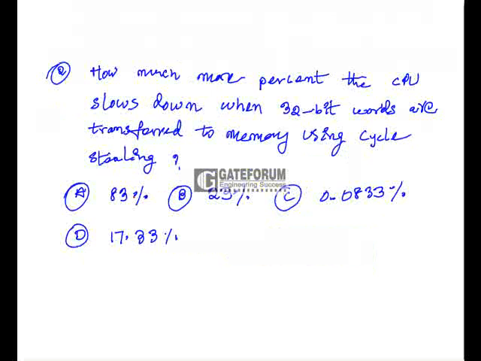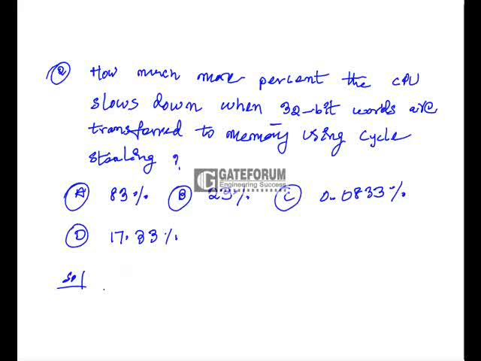How much more percent does the CPU slow down when 32-bit words are transferred to memory using cycle stealing? So now here this is 32 bits. Earlier in the DMA transfer, the bus size was 16 bits, and 16-bit words were transferred. Here 32-bit words are transferred. How much more percentage? Then we have to calculate the difference between the percentage we got in the previous question and this one. The solution will be like this.